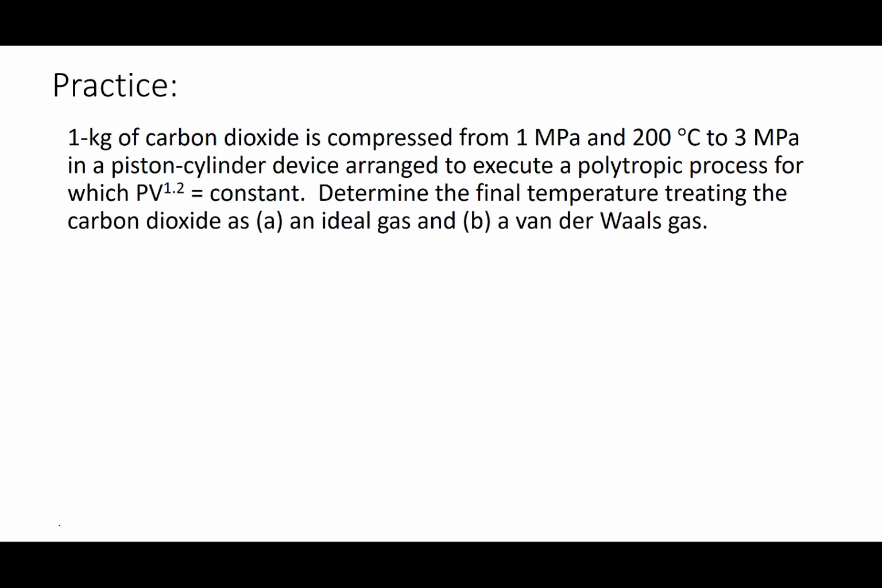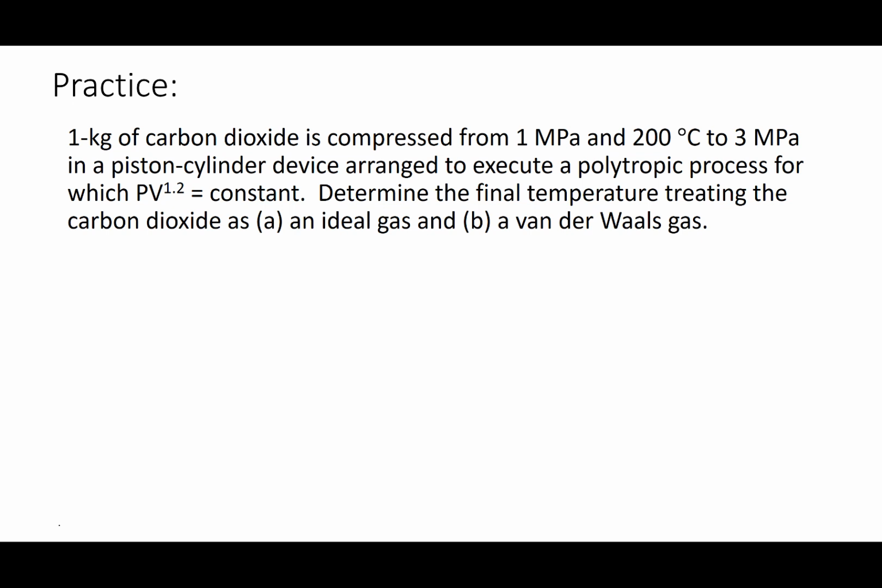In this problem we have 1 kilogram of carbon dioxide that's being compressed from 1 megapascal and 200 degrees Celsius to 3 megapascal in a piston cylinder device arranged to execute a polytropic process for which PV to the 1.2 is constant. And we want to determine the final temperature, treating the CO2 as first an ideal gas and then as a van der Waals gas.